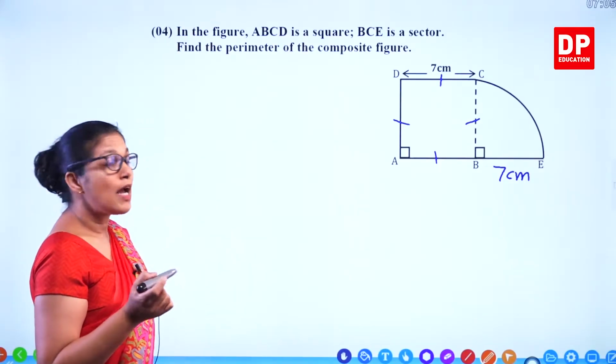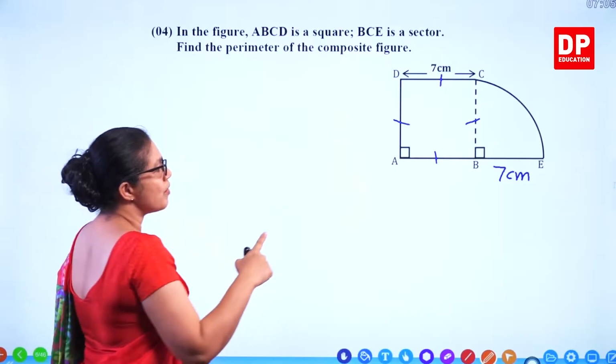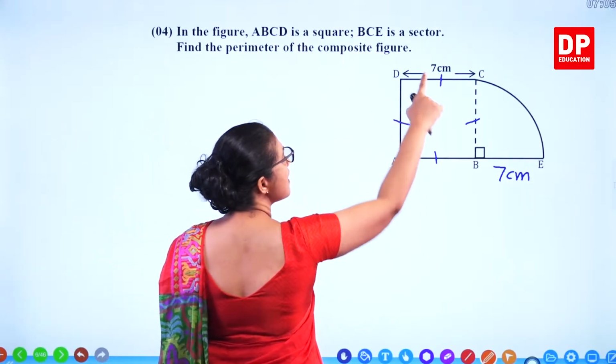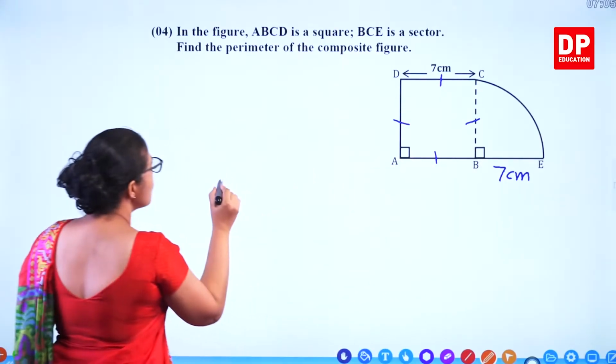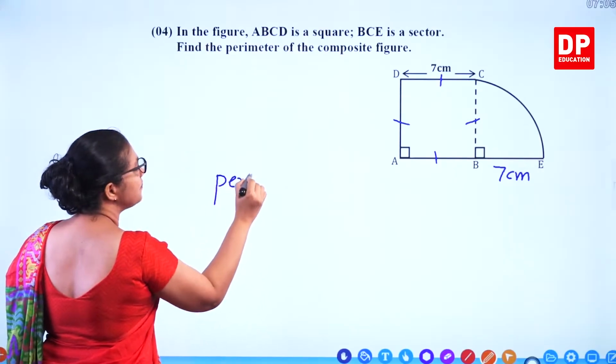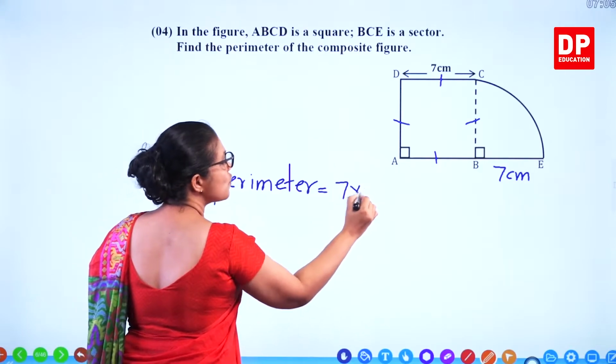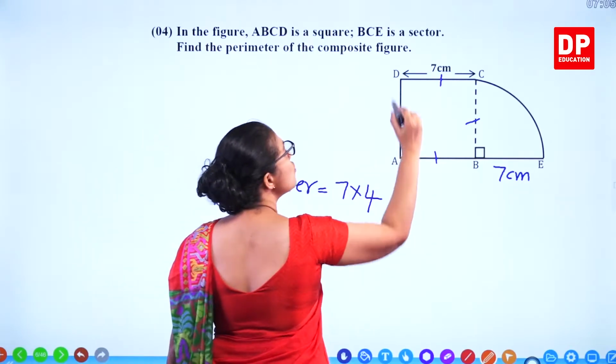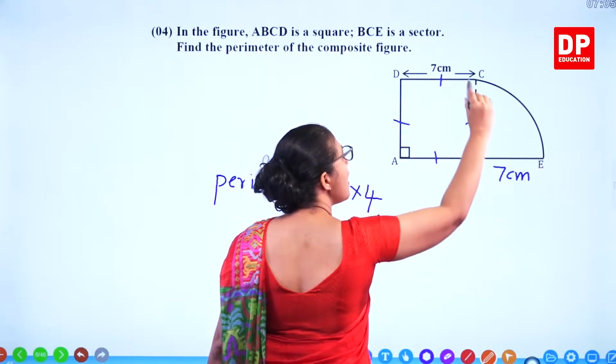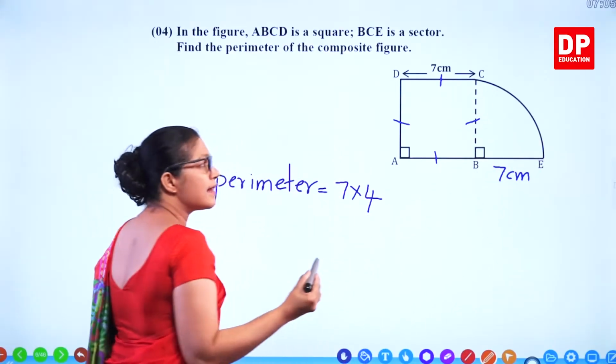So how will we find the perimeter? You can add 7, 7, 7, here also 7. So the perimeter becomes 7 times 4, 1, 2, 3 and this one. And how do you find the arc length?